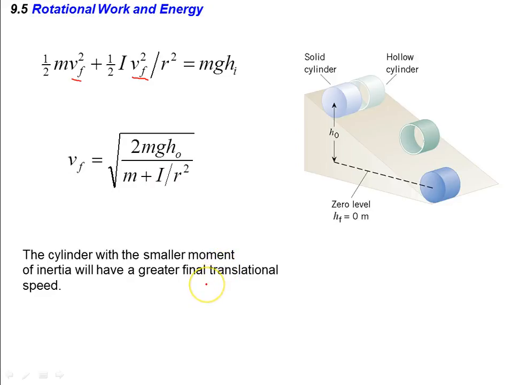Now, the cylinder with the smallest moment of inertia will have a greater final translational speed, because the smaller this is, the bigger this will be. And so we have to look at which one has a smaller moment of inertia. This is where we want to look at our tables to see that the solid cylinder has a smaller moment of inertia than the hoop.